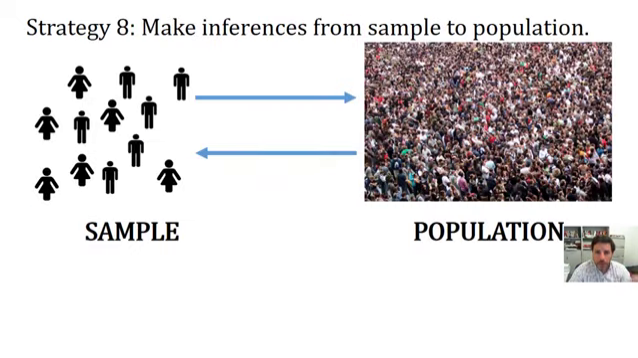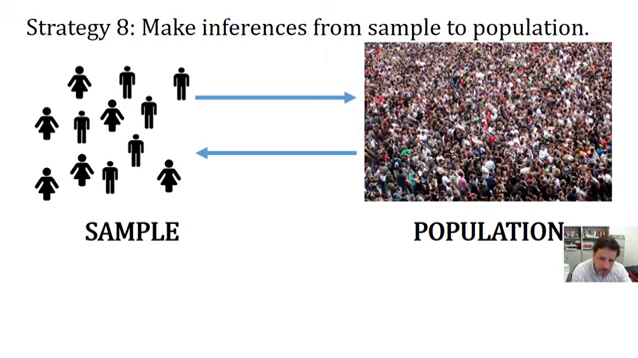Next, the 8th strategy is to make inferences from sample to population. In almost all the research we do, we are not interested in the sample we collect. We are interested in the population to which this sample belongs. Why? Because let's say we are interested in how human memory works. Well, we don't have the time, the money, and it's probably not even ethical to measure all the people. We'd better use our time to do other types of research.